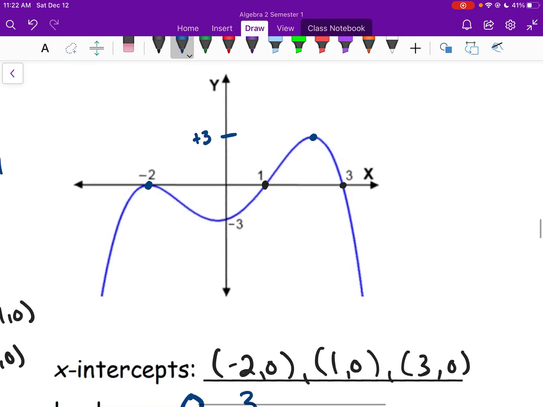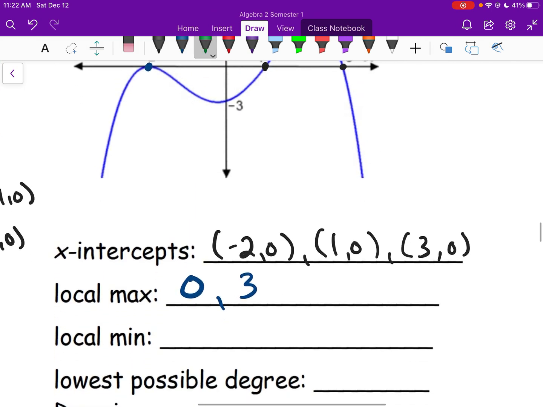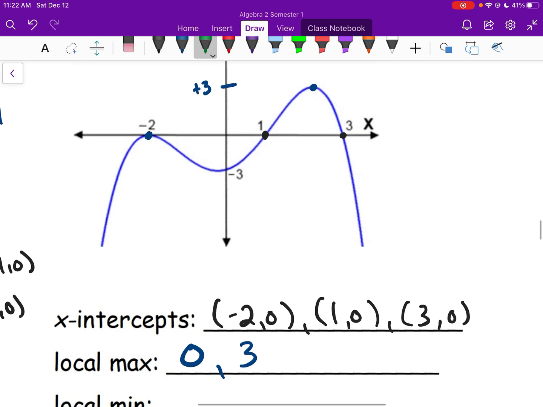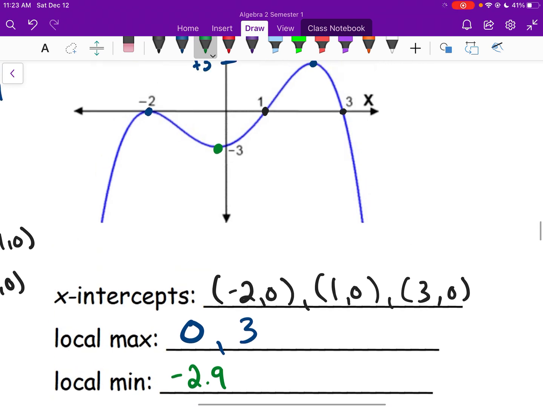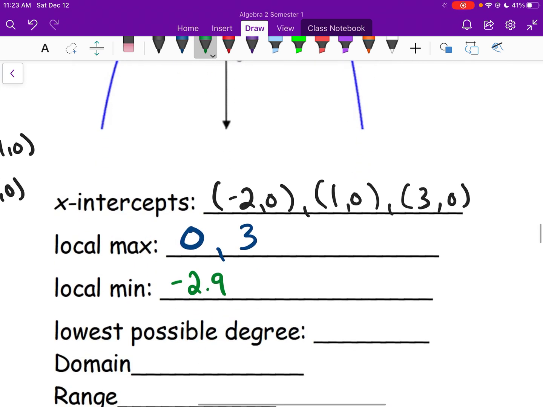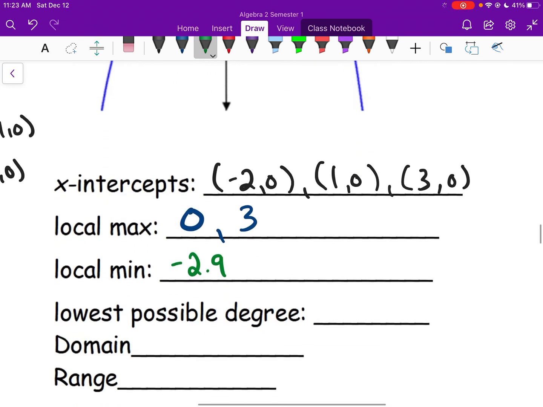Okay, again, the y-coordinate for those max and mins. Okay, local minimum, looks like we got one of them. And it looks like it's just close to -3, but not quite there. So let's go -2.9. Okay, we had 3 turning points. So therefore, we should have 3 values for our local max and mins.